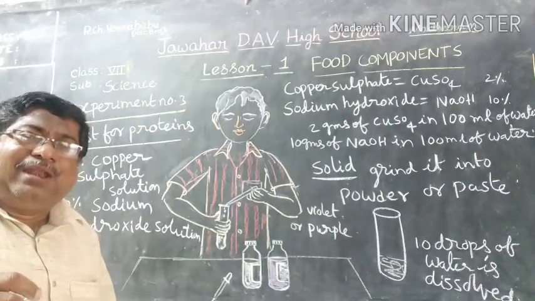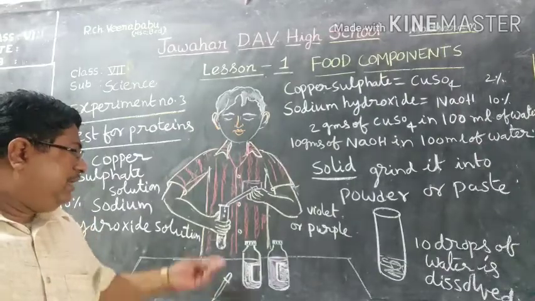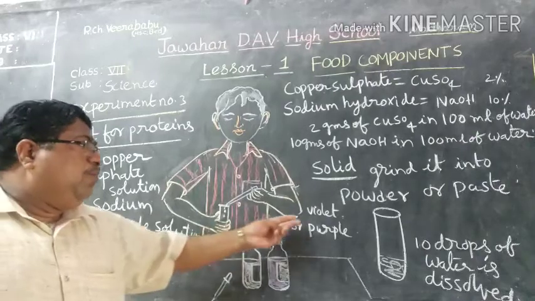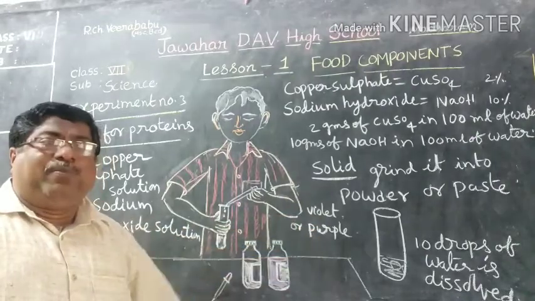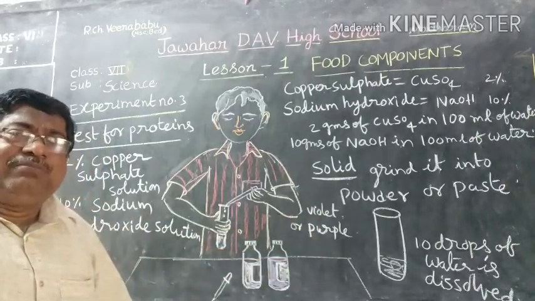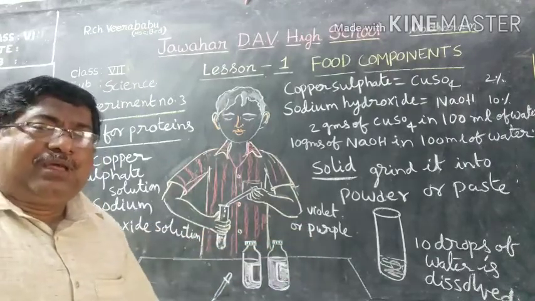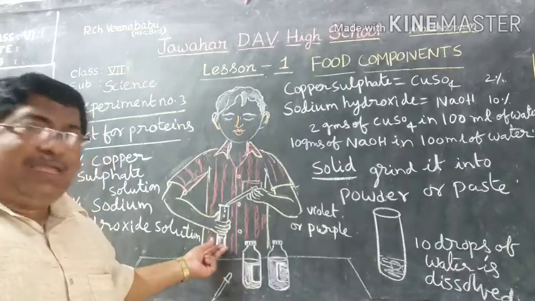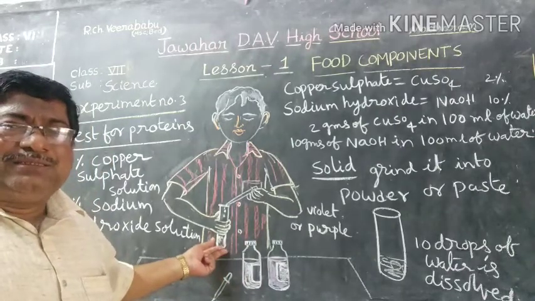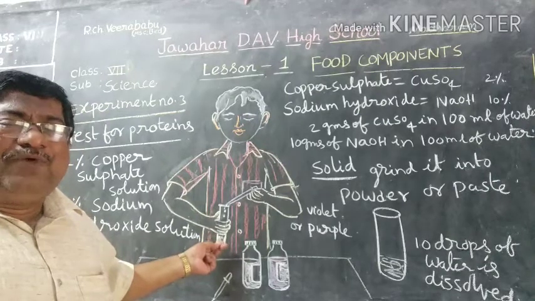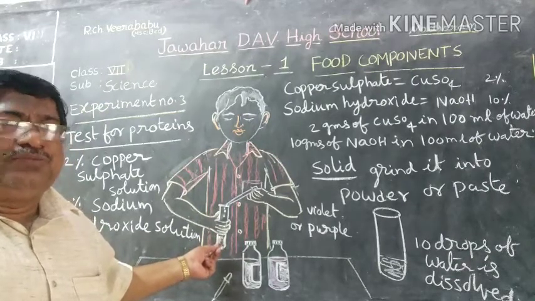Now we have to shake well. After shaking well, then what happens? Now in the test tube we can see violet color or purple color solution. Now whenever the violet color or purple color comes, now the given substance contains proteins. So this is the confirmation test for the proteins.